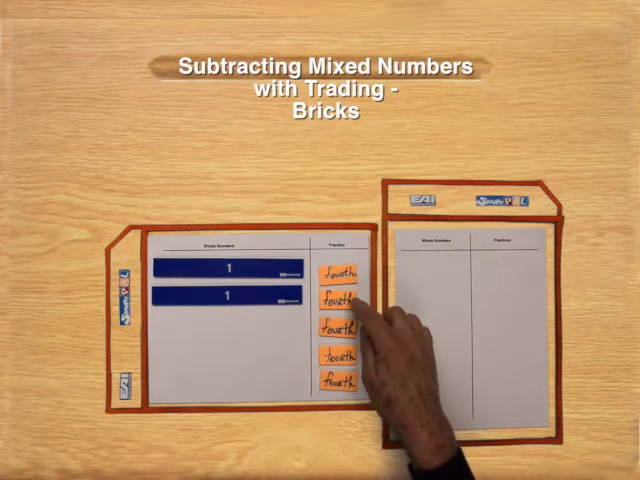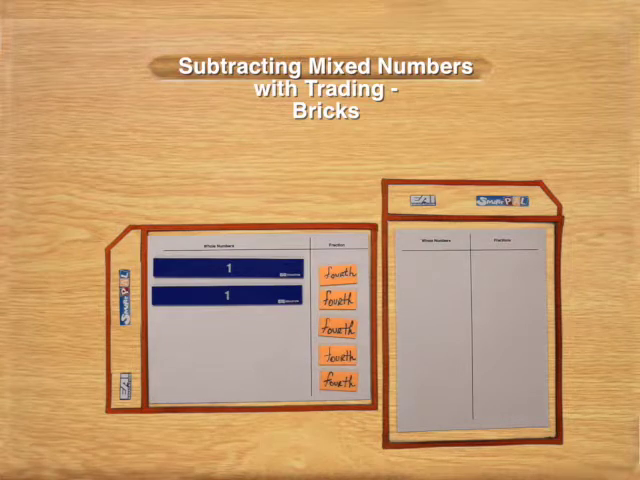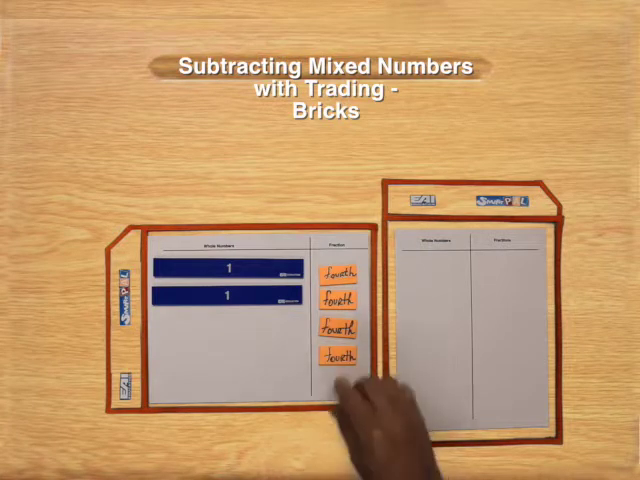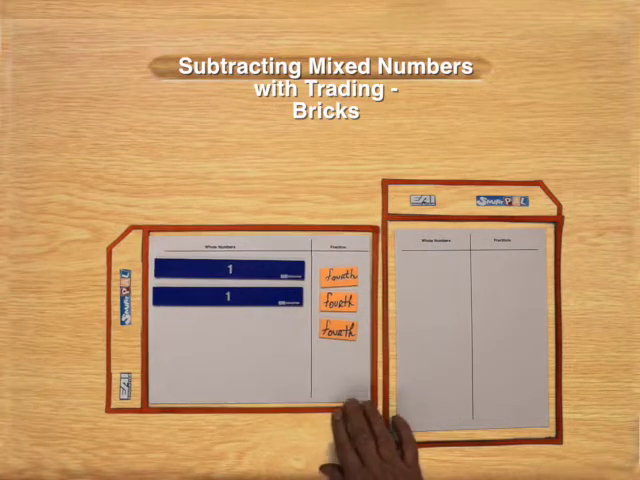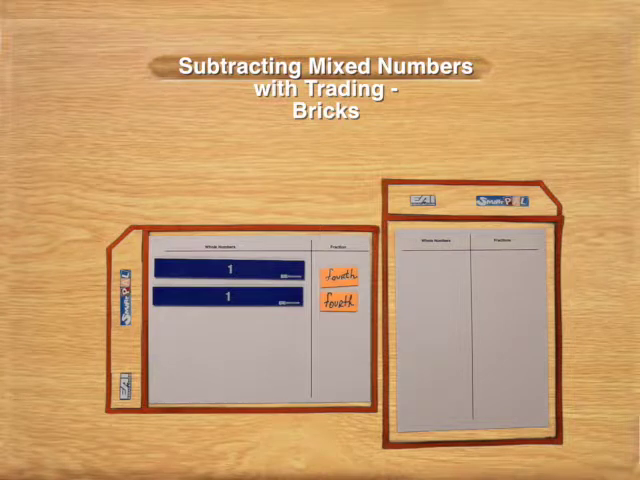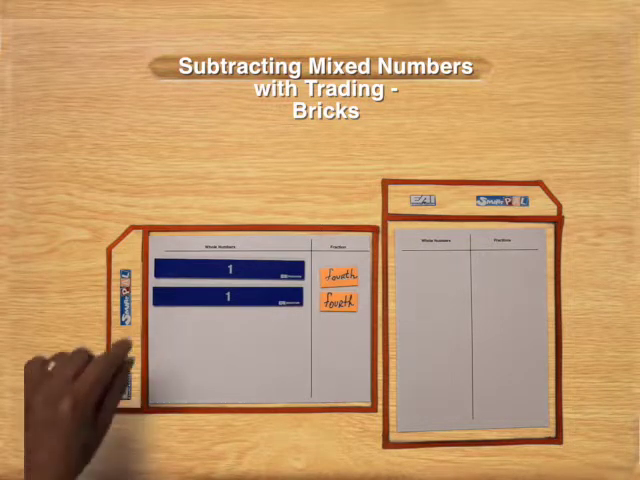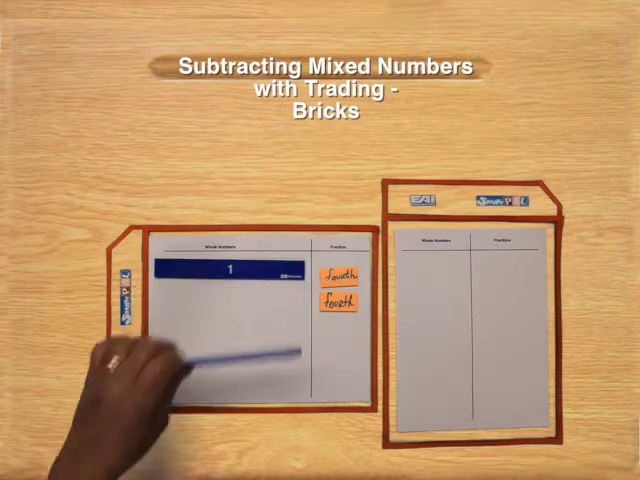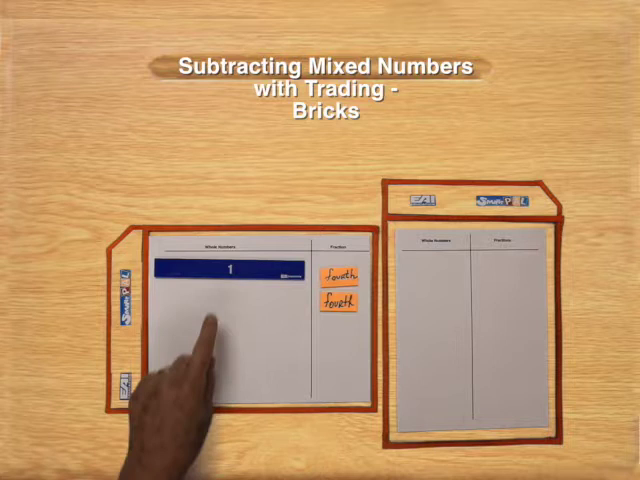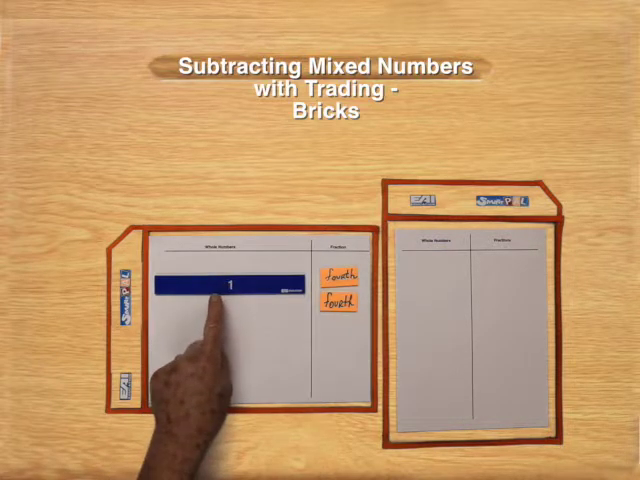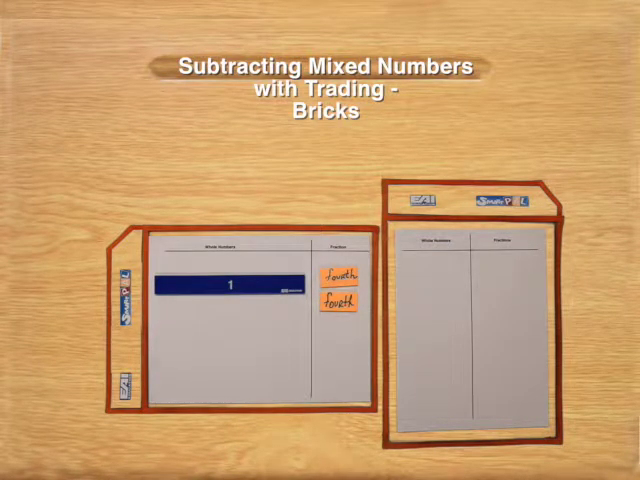Now we have 1, 2, 3, 4, 5/4. We want to subtract 3/4. We can. So we subtract from our 5/4, we subtract 3/4. Now in the original problem, we wanted to subtract 1 3/4. So that we can do that now. So we take one of our 1s away, and that leaves us with 1 2/4.